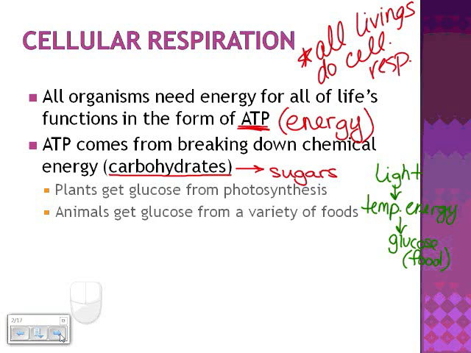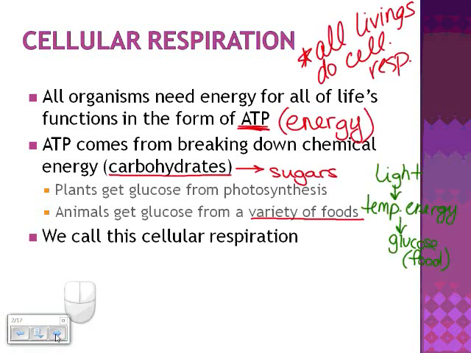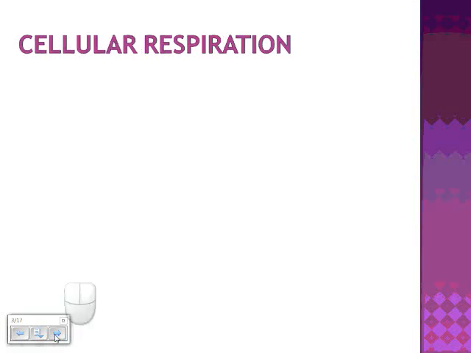So when we talk about a variety of foods, we're talking about breads, pasta, grains, right? Maybe we're even talking about a candy bar, right? Any sort of carbohydrate or any sort of food in general that your body takes in, you're trying to get the glucose out of that food because glucose is the number one source of energy for living things. So this whole process is called cellular respiration.